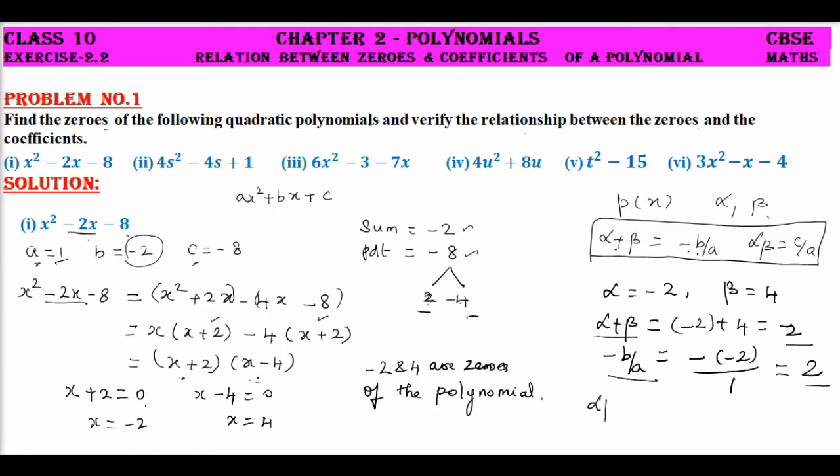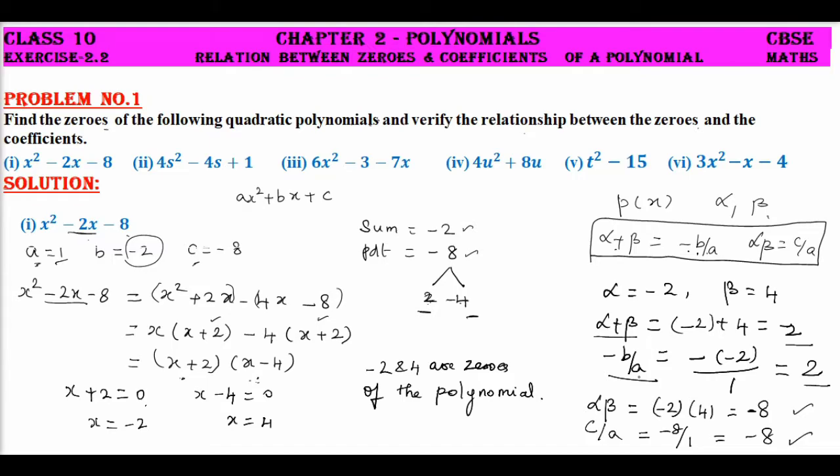Next, let's consider the product of roots, that is alpha into beta. Alpha into beta is minus 2 into 4, that gives me minus 8. And this should be equal to c by a. Let's verify whether it's equal or not. So let's take c by a. Here c is minus 8 and a is 1. So minus 8 by 1 is minus 8. Yes, they are equal. Alpha beta equals c by a. So this is how I have found the zeros of the quadratic polynomial using the splitting method, and also verified the relation between the zeros of the polynomial and the coefficients of the polynomial.